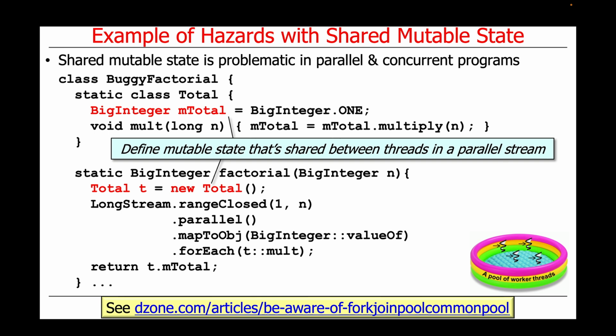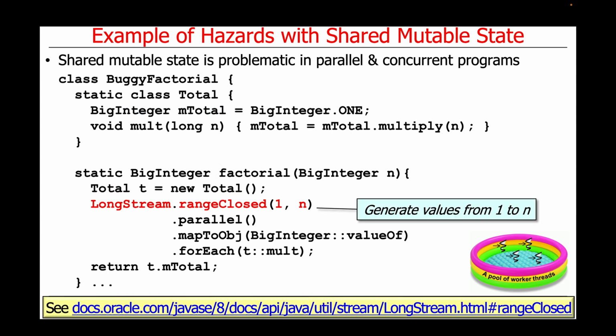If you take a look, you can see that the mTotal field of type BigInteger is defined in the Total class, and then a single instance of that Total class is defined as a local variable inside the factorial method in the BuggyFactorial class. And the problem here is that we have one instance of Total that's then shared between the different threads in the common fork-join pool, and the operations that invoke the mult method will modify the mTotal field in the shared mutable state object Total. Let's take a look at how the program actually works, and then we'll see why it's got some problems.